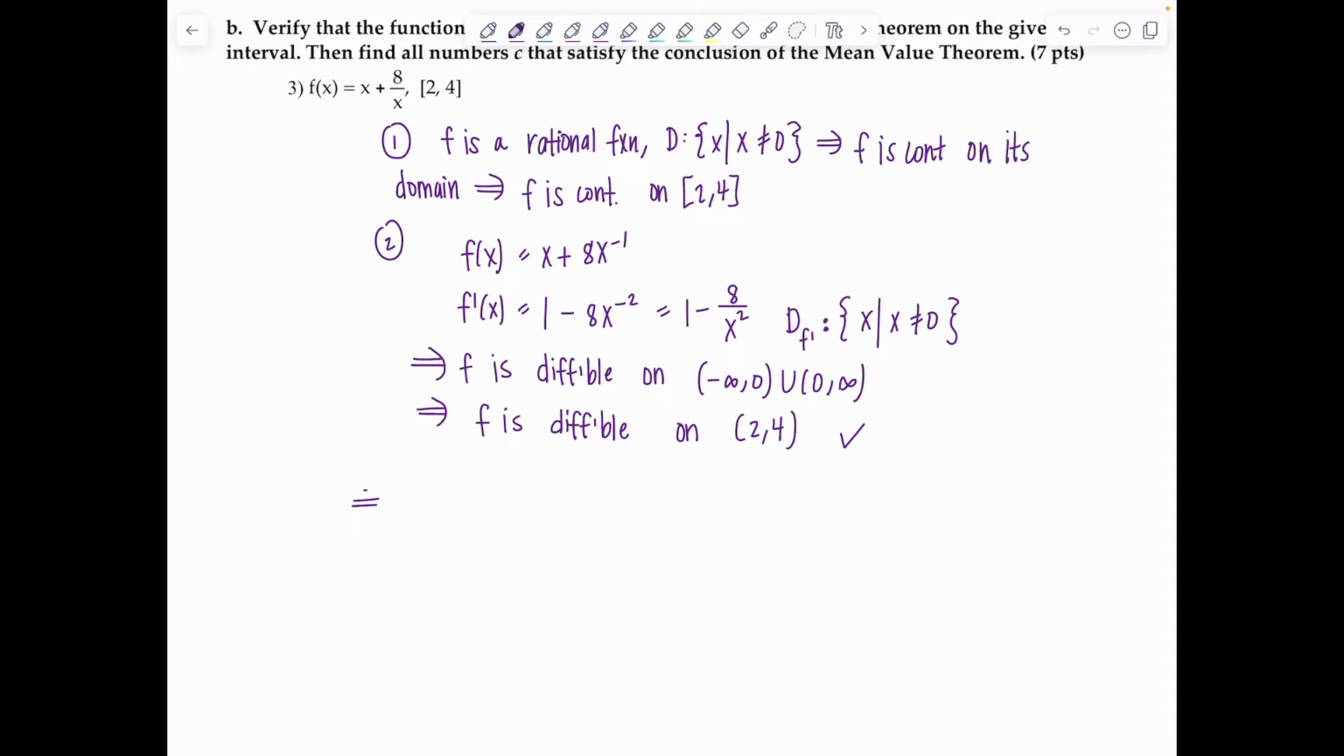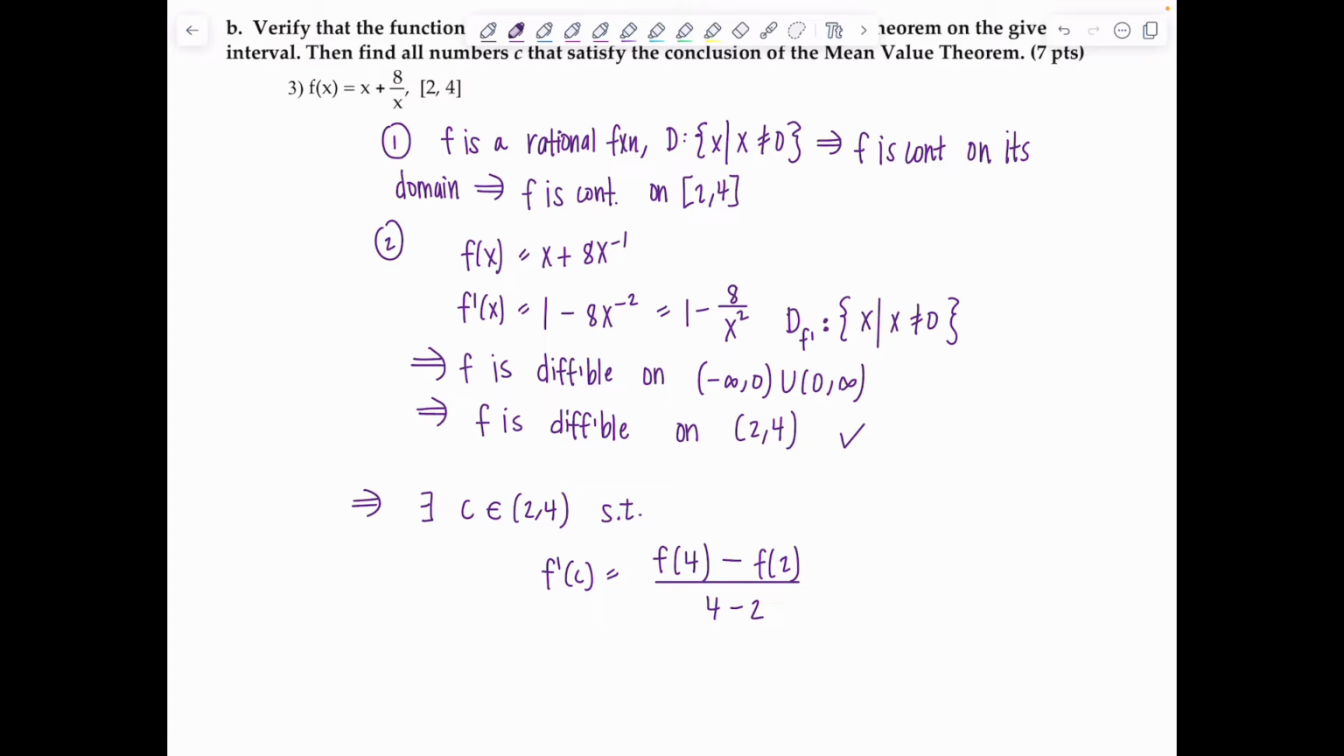So this tells me there exists, if you haven't seen that symbol before, it means there exists a number c that's an element of, or it belongs to, the interval from 2 to 4, such that f prime of c equals f of b, which would be f of 4, minus f of a, over 4 minus 2. How are we doing? Okay, good.